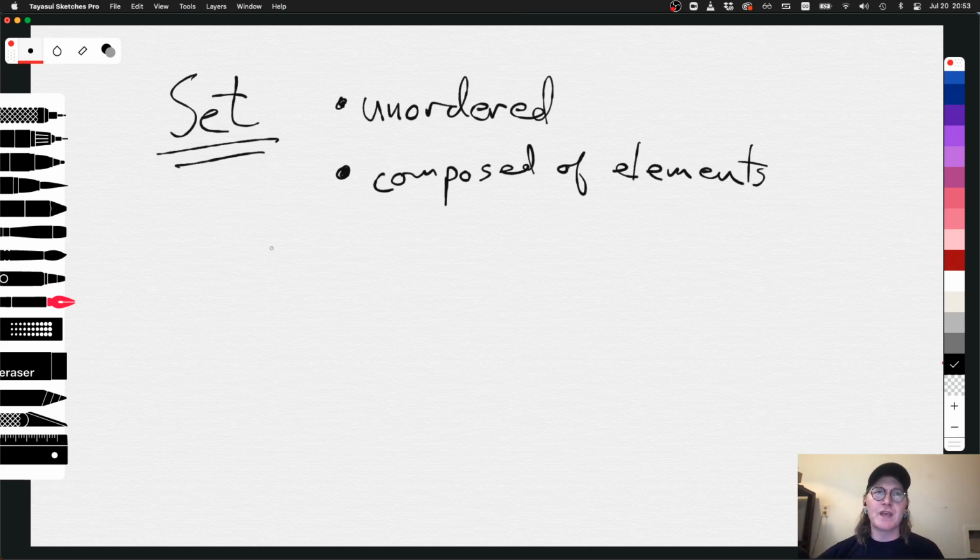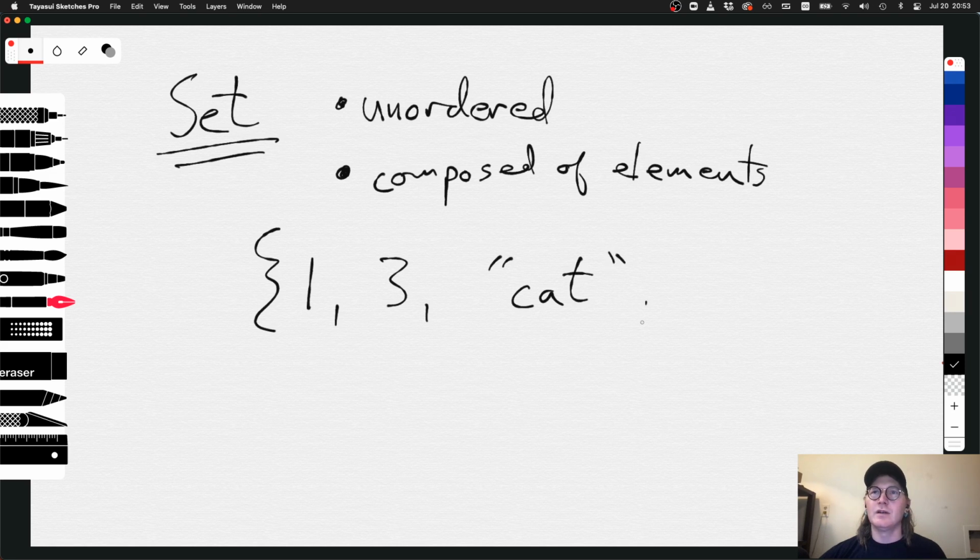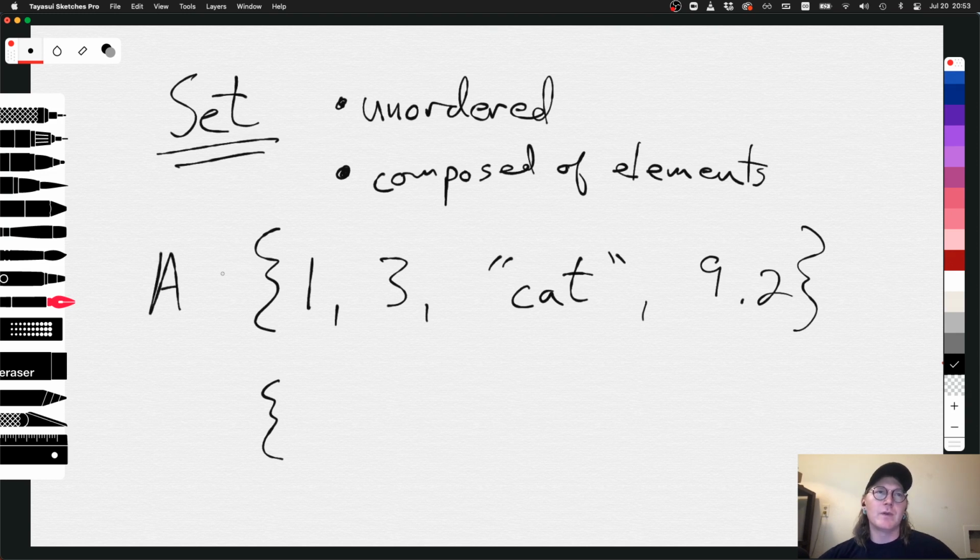So an element is just a thing in a set. The way that I'll represent this is, let's say I have a set and it contains these elements: 1, 3, cat, and 9.2. So I have this set, and I'm going to call this set A, by the way. There is a subset of this. Let's say there's a set B, and it contains 3 and cat.